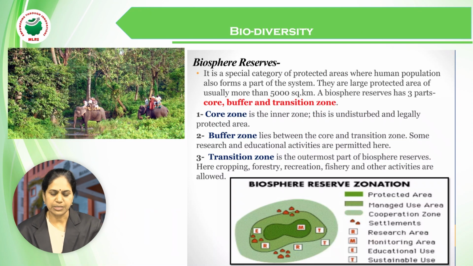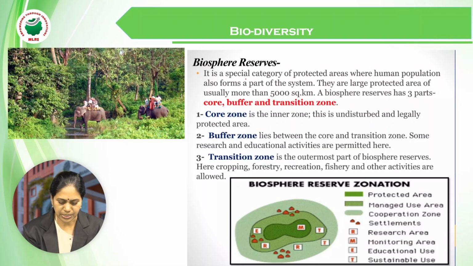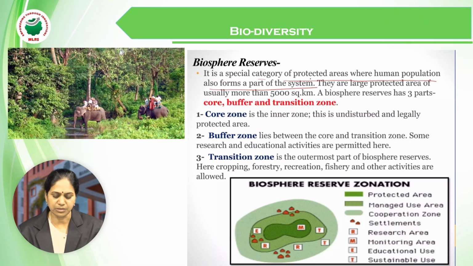Next, biosphere reserves. A biosphere reserve is also a forest. It is a special category of protected areas where the human population also forms a part of the system, because there are tribals living in a forest. They are an integral part of the forest. You cannot separate them from the forest areas. So here in a biosphere reserve, the human population forms a part of the system. They are large protected areas, usually more than 5,000 square kilometers. Very, very huge forest areas.